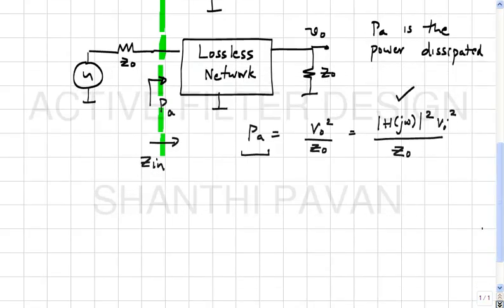Pardon? No, it is not complex power. Why is it complex power? Mod H of j omega squared is very much a real quantity. Vi squared is real, Z0 is real. So PA is real power.